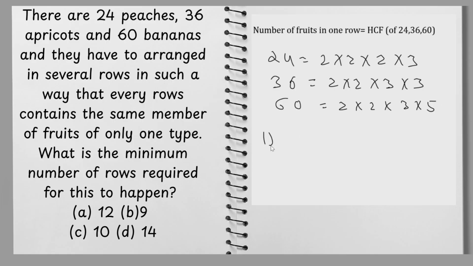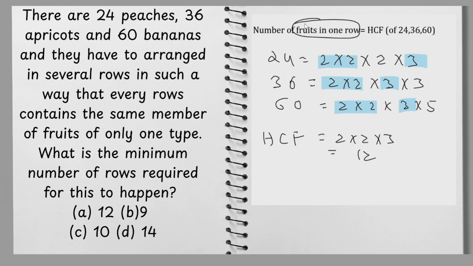Now, for finding the HCF, we'll be looking for the common factors. I can see that 2 two times is common and 3 one time is common. So we can say that the HCF over here is 2 into 2 into 3. That results in 12. So we got the number of fruits in one row.